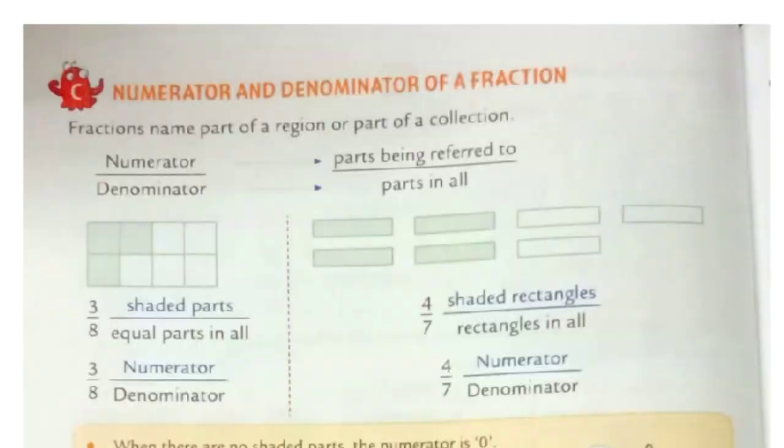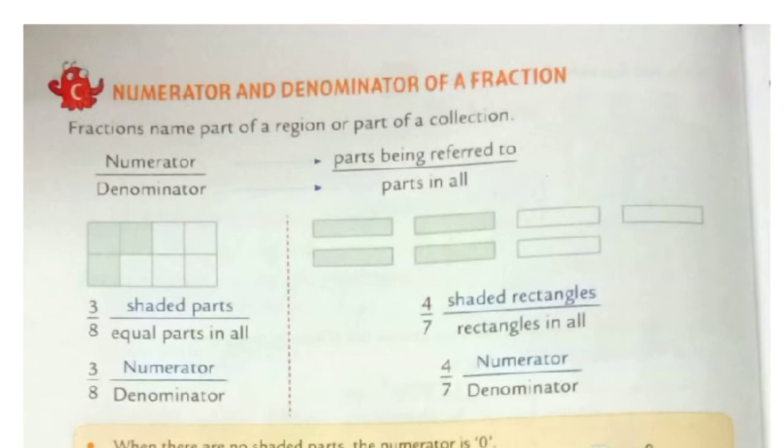Okay? Now we will learn about the numerator and denominator of a fraction. As we already know how to write a fraction, now we will learn about the terms of a fraction. A fraction names part of a region or part of a collection. Now, what is a numerator? The parts being referred to is our numerator and the parts in all is our denominator.